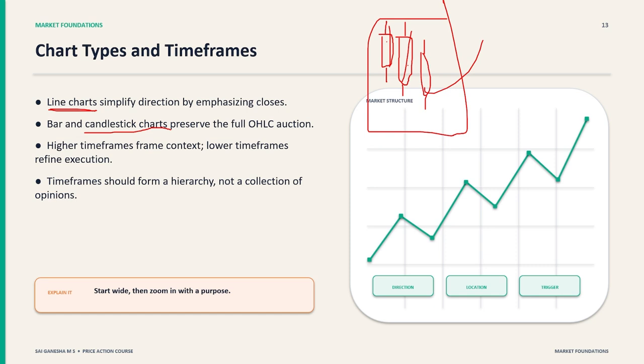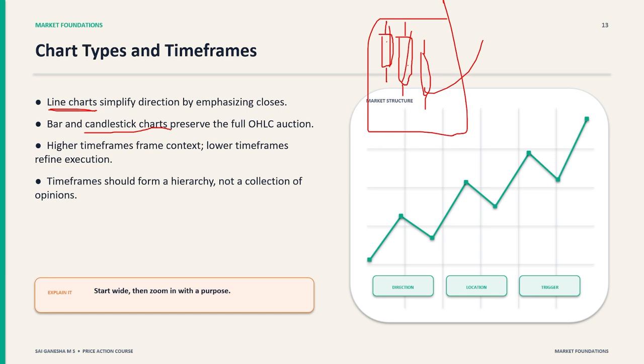I like to use time frames for different purposes. First, I use high time frames to understand direction. For example, I might check the daily or 1 hour chart to see whether the market is generally moving up, moving down, or staying inside a range. Then I move to a lower time frame to find the location, my entry point, or point of interest.